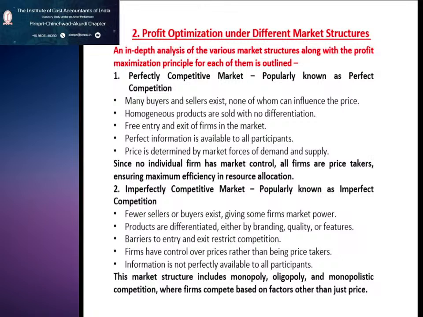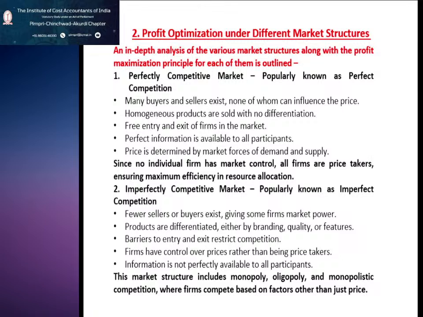Now these are, in a way, the characteristics of perfect competition. Many buyers and sellers exist, none of whom can influence the prices. Homogeneous products prevail with no differentiation. Free entry and exit of firms in the market. Perfect information is available, and price is determined by market forces of demand and supply. So prices are determined by the forces of demand and supply.